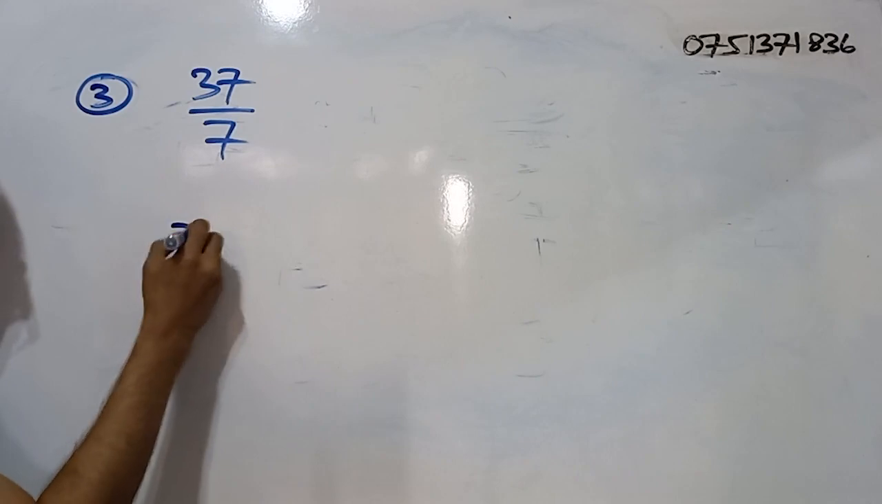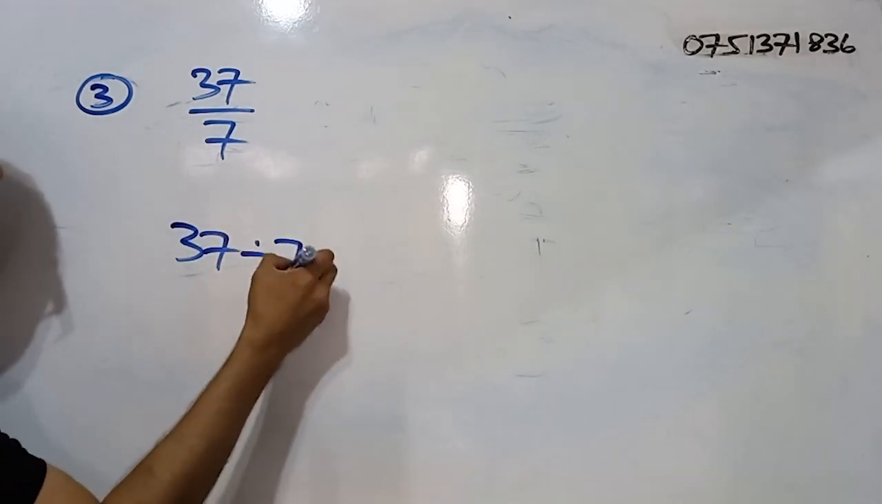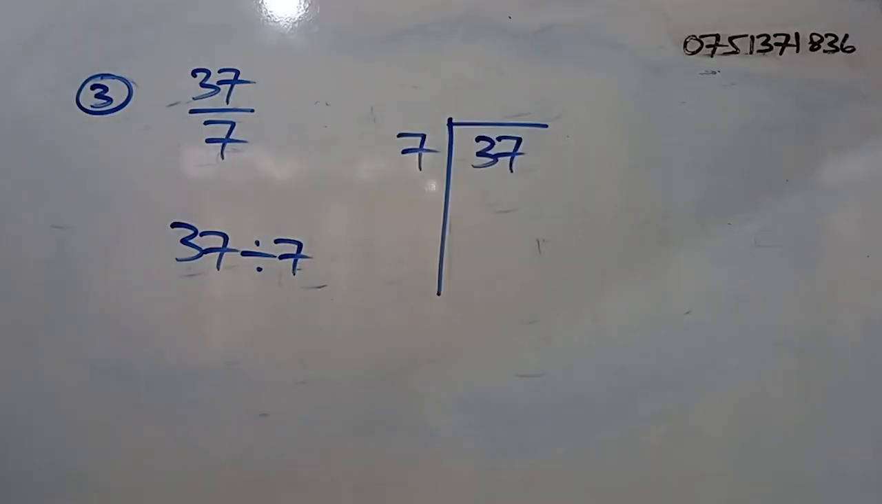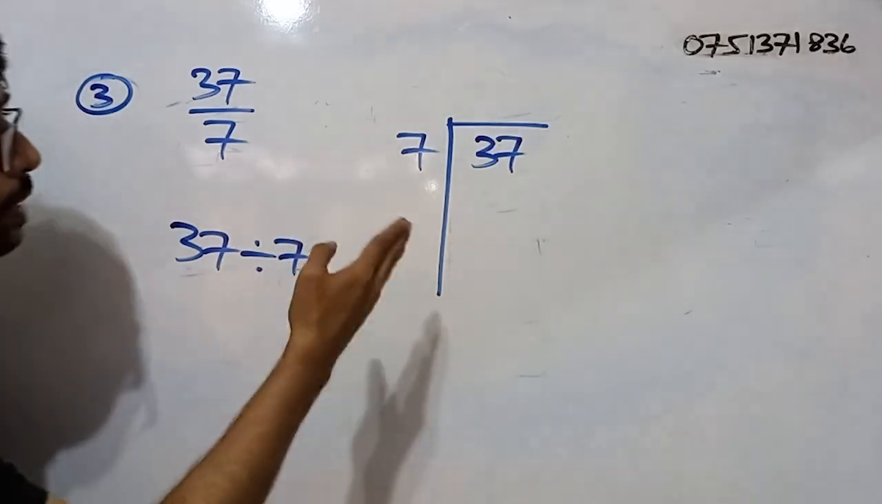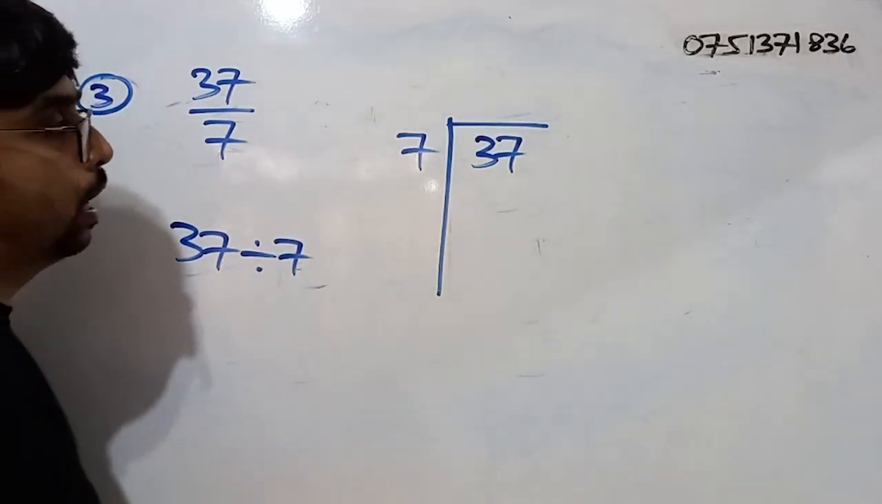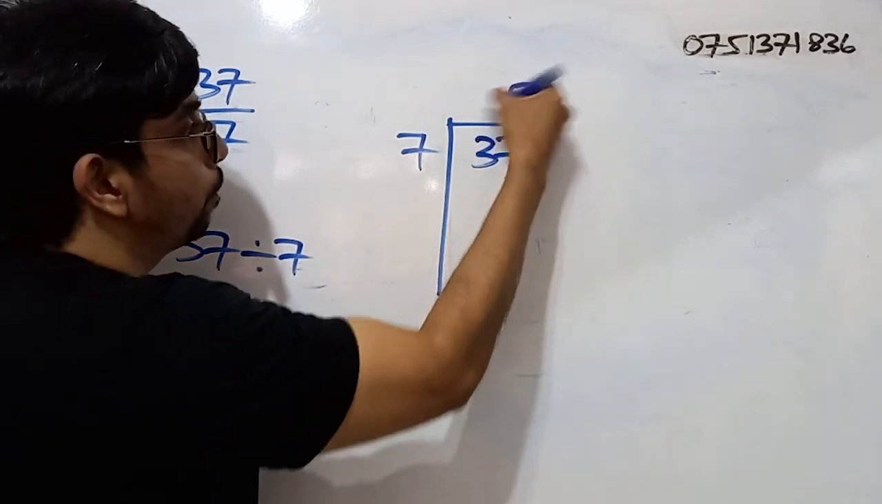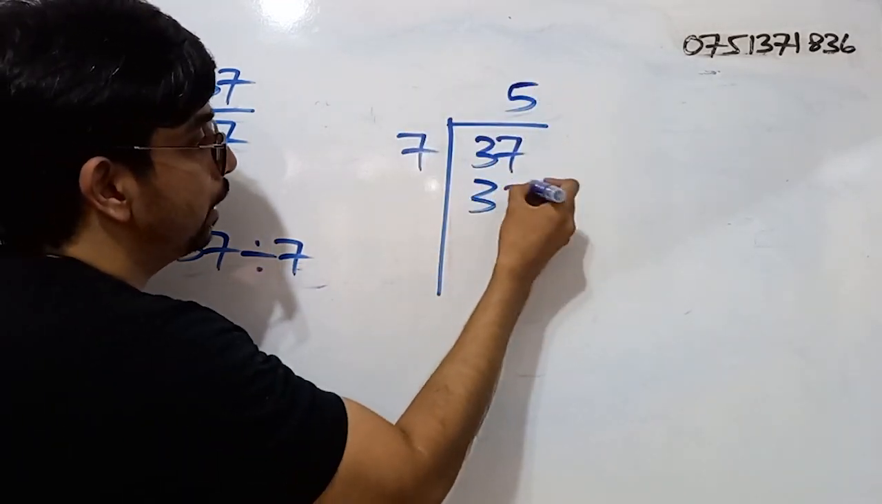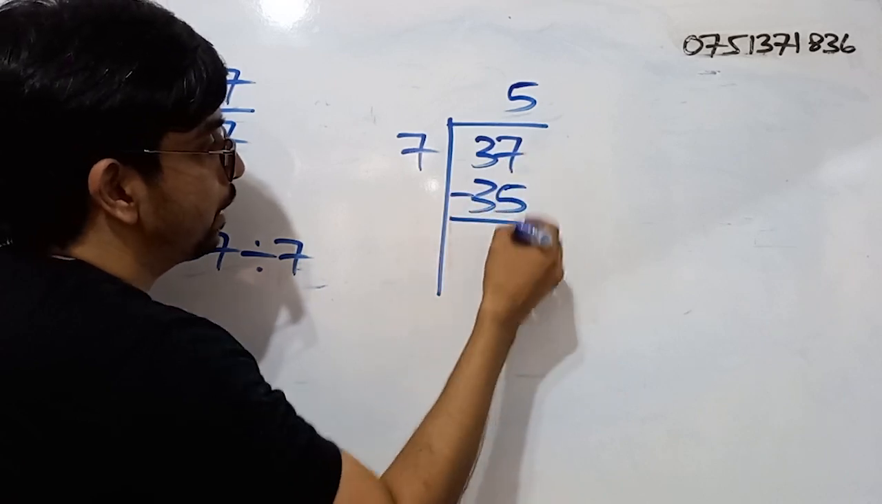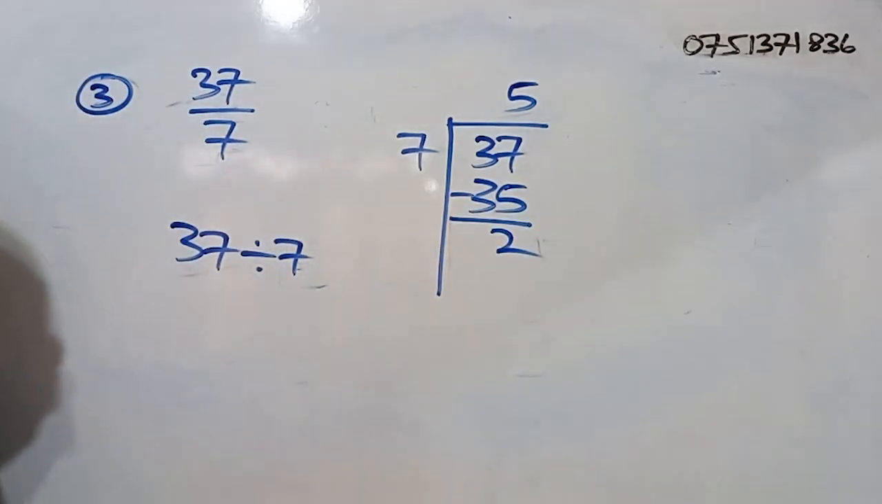So here also what do we have to do? 37 we have to divide by 7. How many 7s are there for 37? We can go up to 5. 7 into 5, what is that? 35. 37 minus 35, we get a 2.